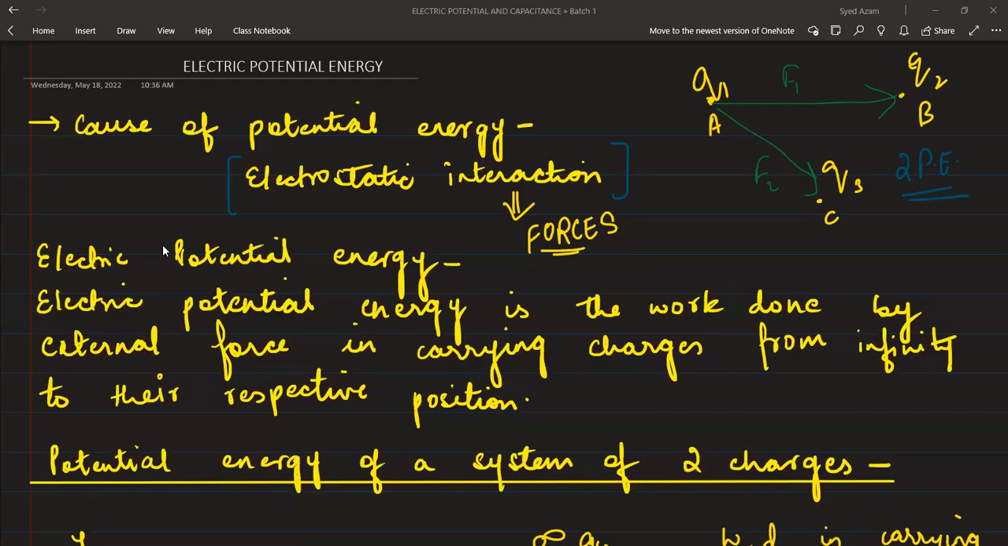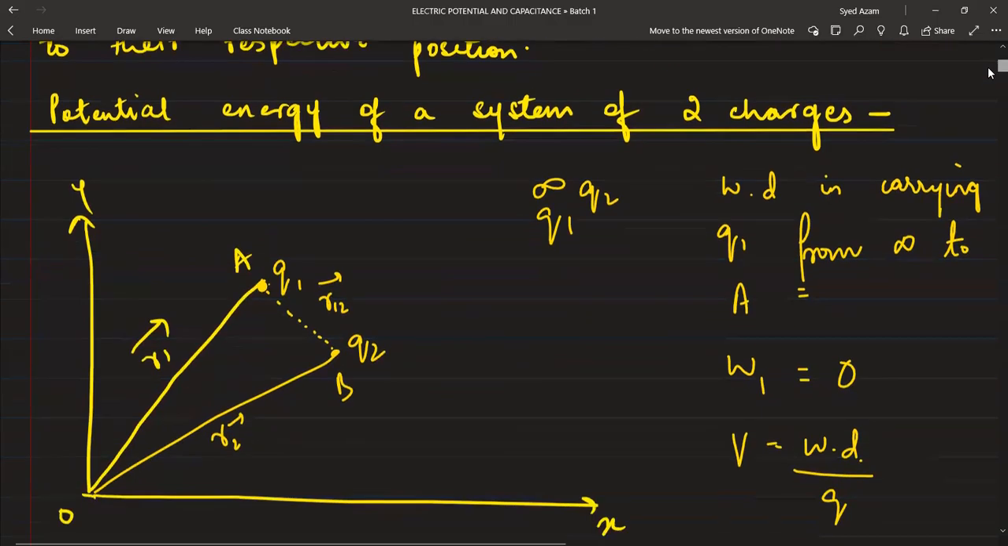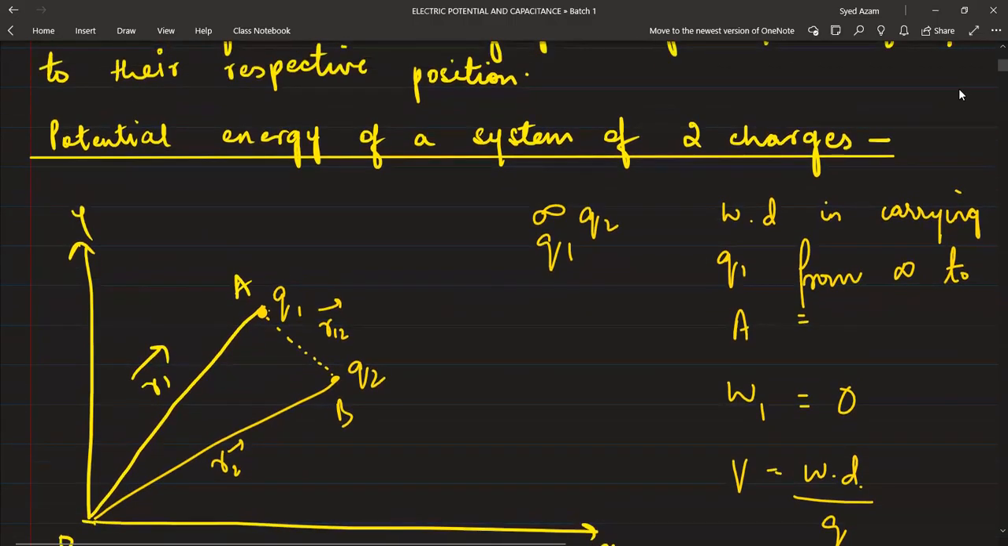Coming to potential energy. We discussed potential as the amount of work done required to bring a charge from infinity to a point. Now, when you have potential energy of a system, what happens is that from infinity you bring up the charges, and at a particular point you are putting those charges.